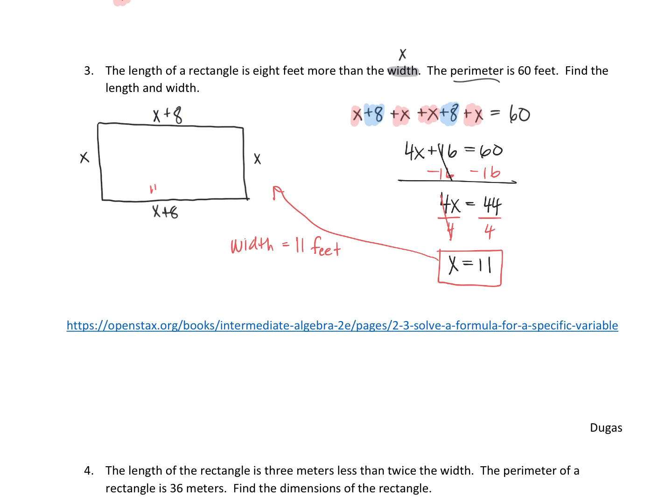And then I can plug in 11 for x in the length. 11 plus 8 is 19. So the length is 19 feet. If you wanted to check your work, you could add up 11 plus 11 plus 19 plus 19, and you would see that you got 60, which is the perimeter we were looking for.